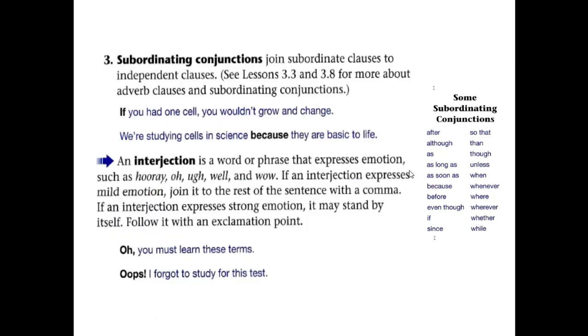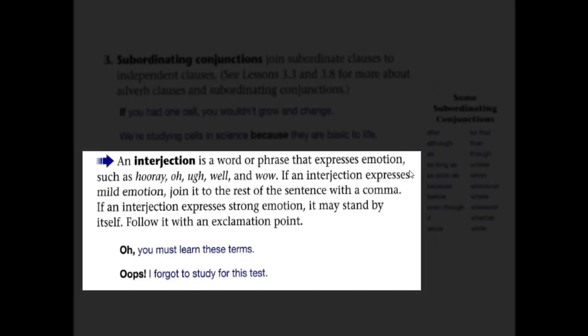Now let's move into the second part of this lesson, the interjection. What's an interjection? It is a word or phrase that expresses emotions, such as hooray, oh, ah, well, wow. If an interjection expresses mild emotion, join it to the rest of the sentence with a comma. If an interjection expresses strong emotion, it may stand by itself. Follow it with an exclamation point.